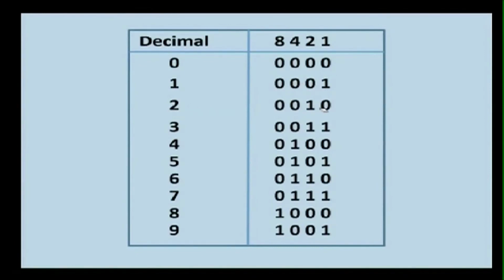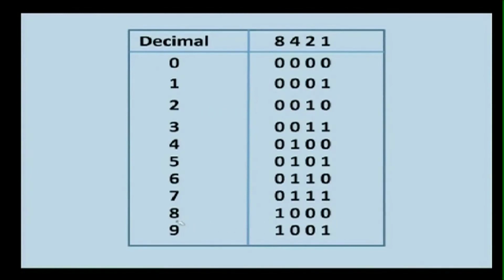If you take 2, according to the weights, this is only 2. All the other numbers are 0. So you get 0, 0, 1, 0, which represents a 2. The 3 is written as 2 plus 1, 3. So 0, 0, 1, 1. 4, you can see, is written as 0, 1, 0, 0. Same way 5, you can see 4 and 1 alone is 1, 1. The other two numbers are 0. 6 is 0, 1, 1, 0. It is 4 plus 2, which becomes 6. 7 is written as 0, 1, 1, 1.